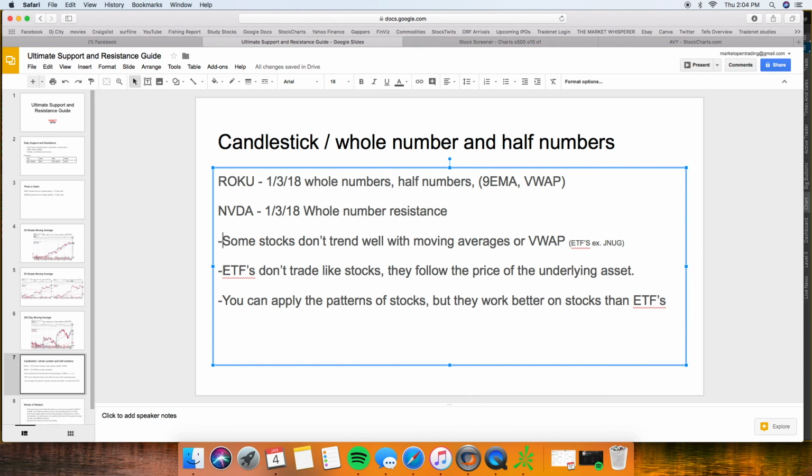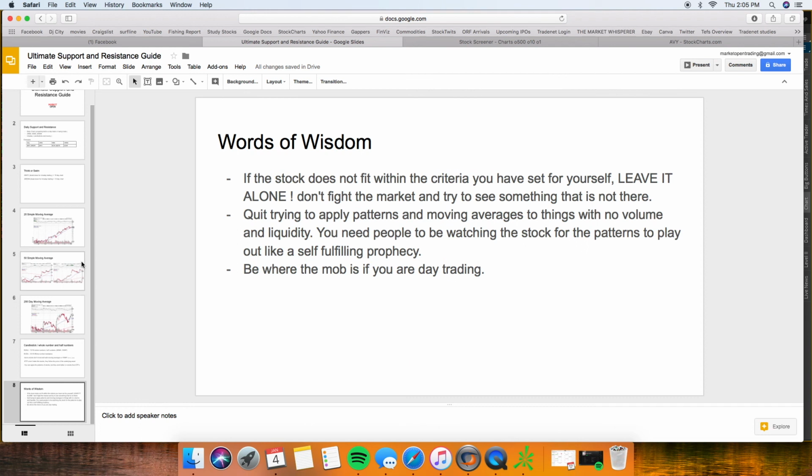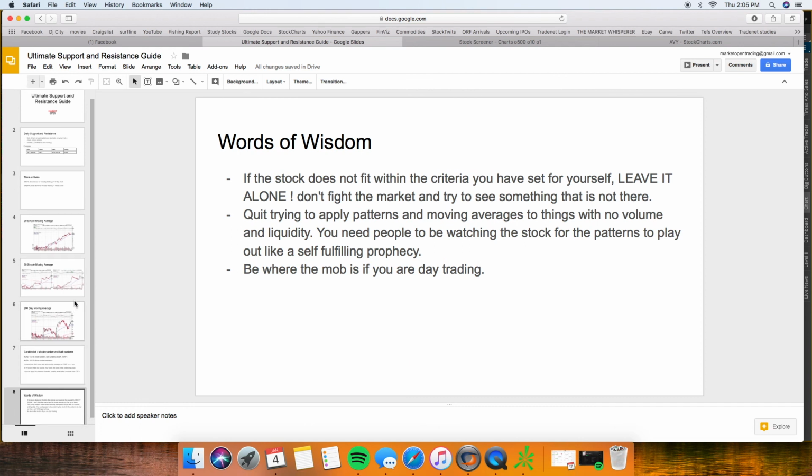I've tried to apply these patterns and these logical things that make sense into some ETFs, and the percentage of it working out is a lot lower than if I trade a stock with volume. It just has not worked out for me very well. So, I mean, you can do your own research and let me know if it works out for you. Just for me, it just has not worked out. You can apply patterns to ETFs, but they work better on stocks. Okay, let's see. What is next?